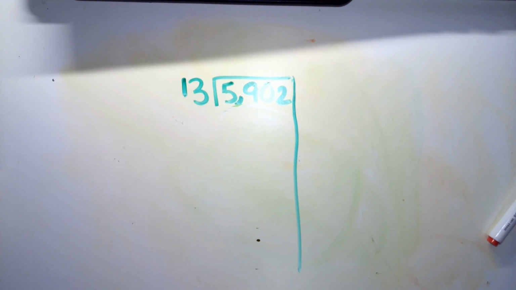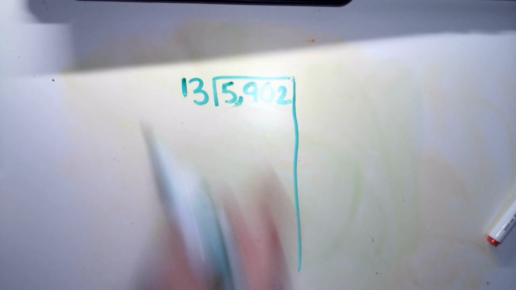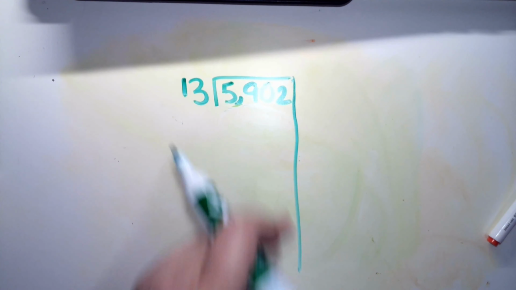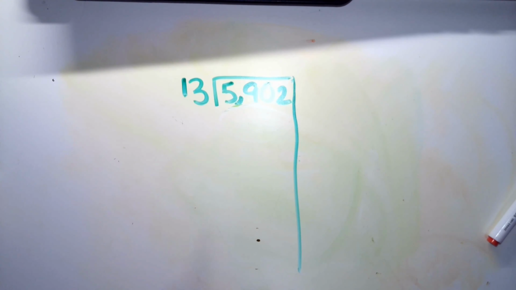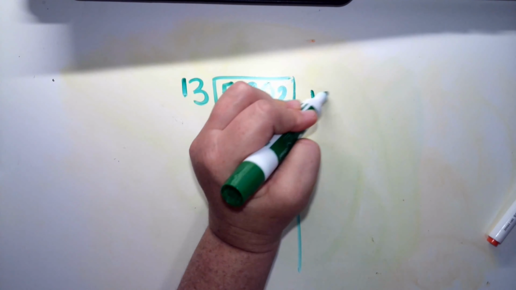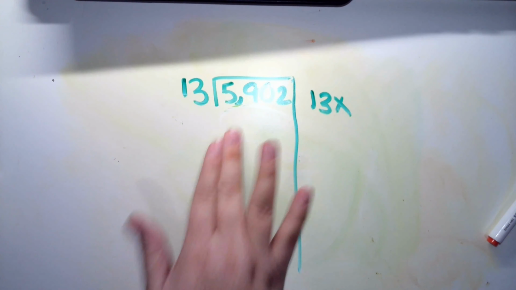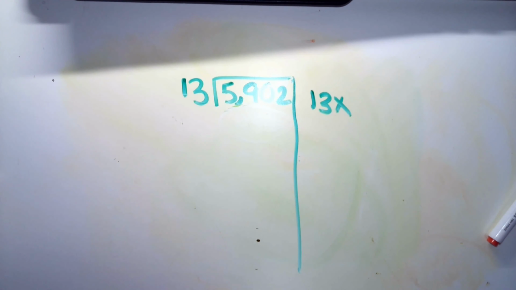The con of partial quotients is it can take a long time, and sometimes you're going all the way down and you still haven't hit anything. So when I mess with partial quotients, I really try to see how high I can get so that my subtracting isn't taking forever. Okay? I'm starting with 13, and I'm going to multiply 13 by something that gets me close to 5,902.